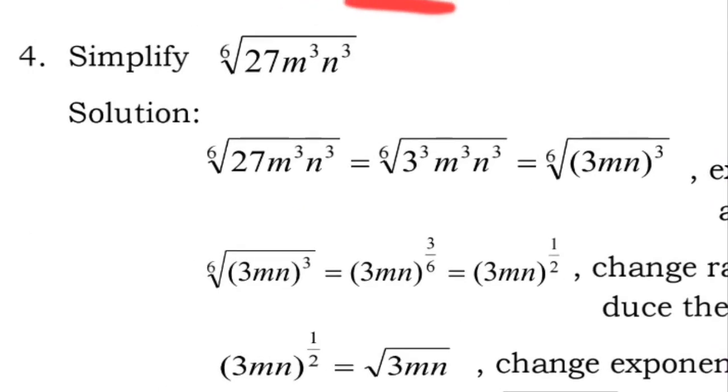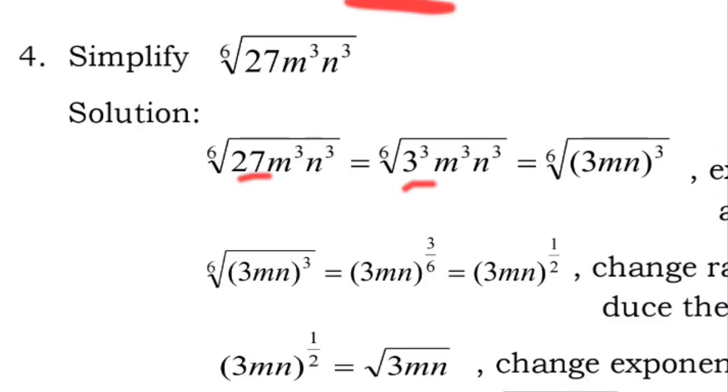Number 4, simplify the 6th root of 27m cubed n cubed. For the solution, express 27 first as a power of 3. So 27 is equivalent to 3 cubed. So we're going to have the 6th root of 3 cubed, m cubed, n cubed.